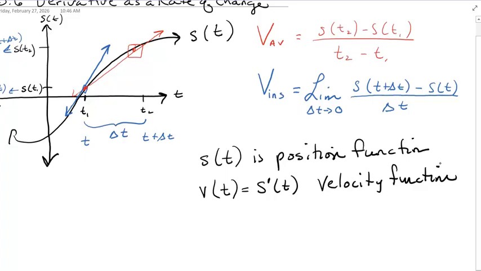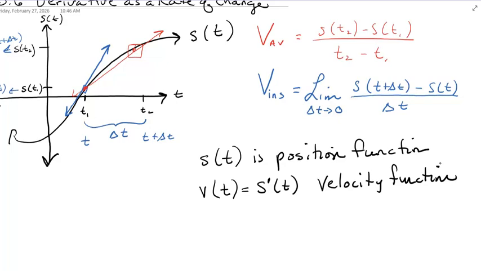So the velocity function gives you the velocity of a particle at a particular time. Position function gives you the position of the particle, sometimes represented by height. You have to read the problem to determine that, at a particular time. And then finally, if you think through this, velocity is change in position, right? The rate of change of position.